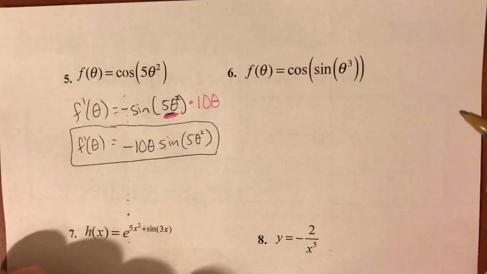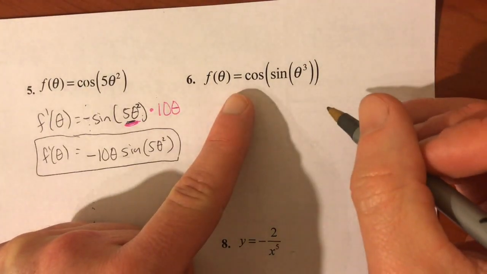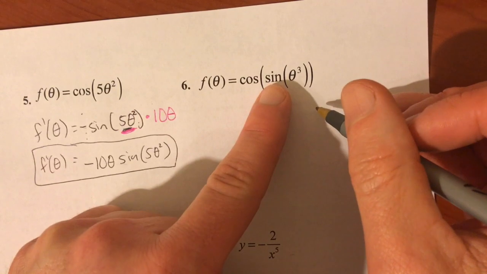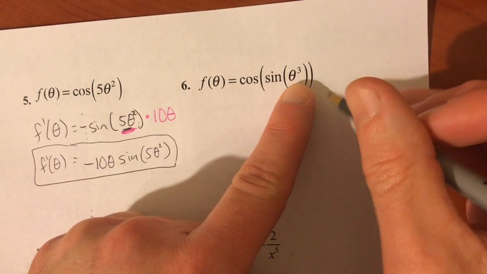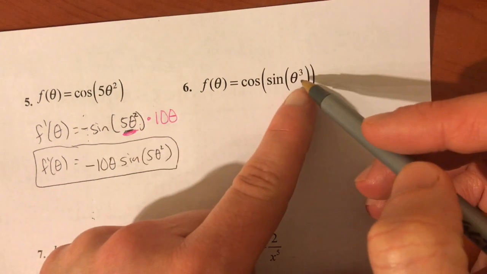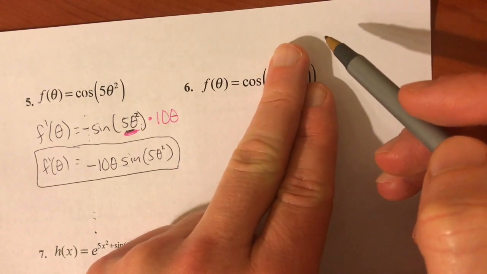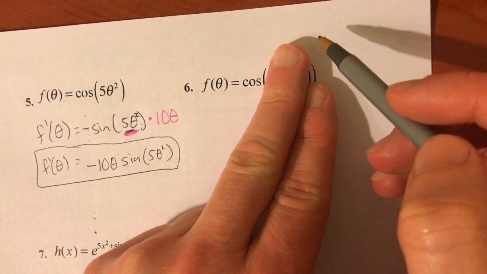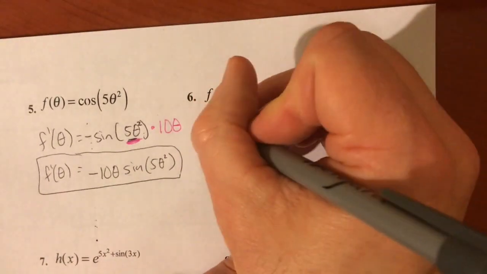Oh, nice. And here we go. F of theta equals cosine of sine of theta cubed. Ooh, it's like a nested set, like one of those Russian nesting dolls. We've got this inside of this inside of this. So this is going to be a double chain rule, but the outermost function is cosine. You just be patient and work your way there.